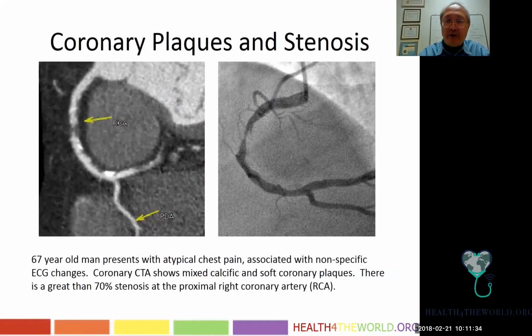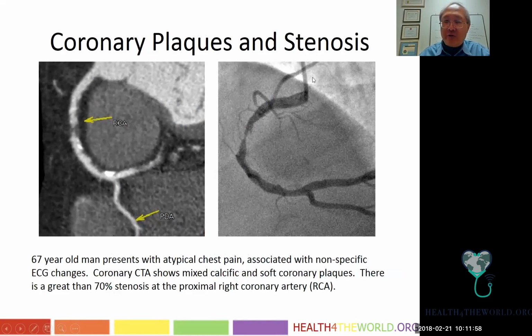So to give you an example, here's a 67-year-old man presenting with atypical chest pain associated with non-specific EKG changes. The coronary CTA does show mixed calcific plaques, some of these dense areas, for example, and soft plaques, such as these areas right here. In fact, there is a pretty tight stenosis right at the proximal right coronary artery. Because of this, the patient went to the cath lab.